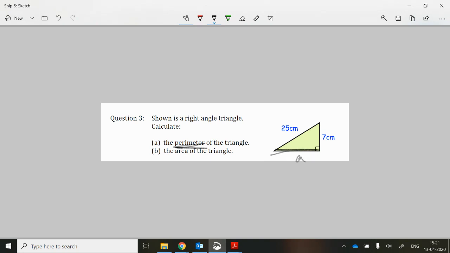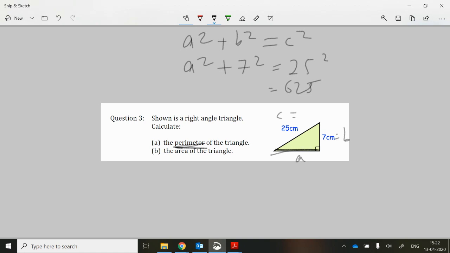So we've got A and B and C again. So I'm going to write down A squared plus B squared equals C squared. A, I don't know. That's what I need to look for. B is 7, so 7 squared. And C is 25, so 25 squared there. Now I know that 625 is 25 squared. 49 is 7 squared. So I've got A squared plus 49 is 625.